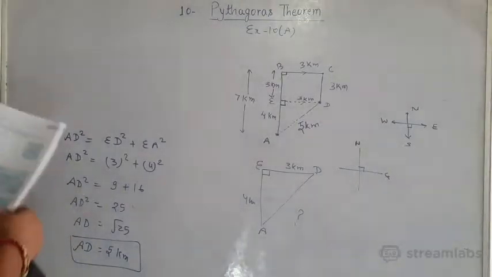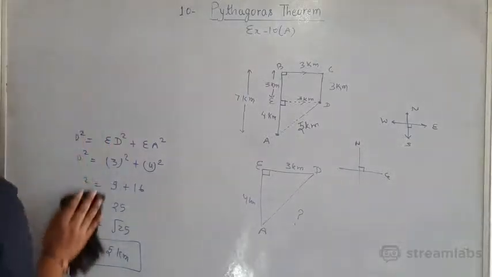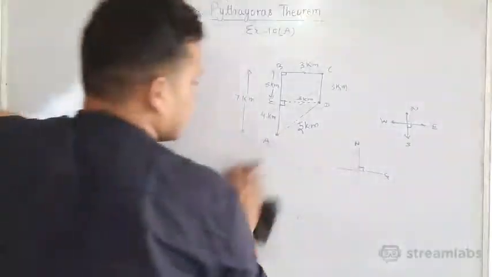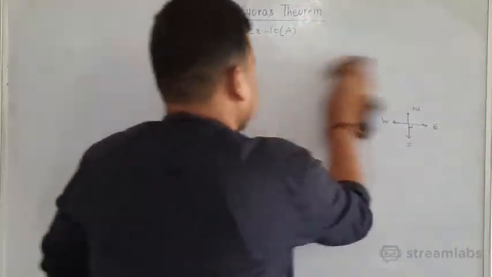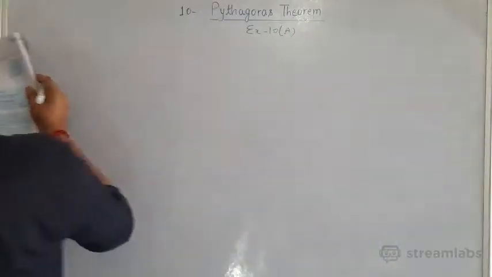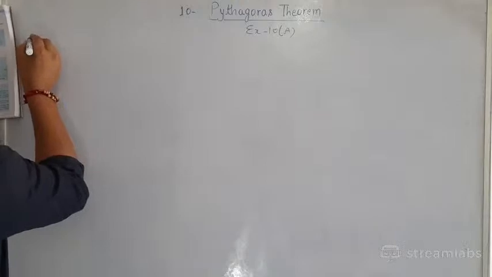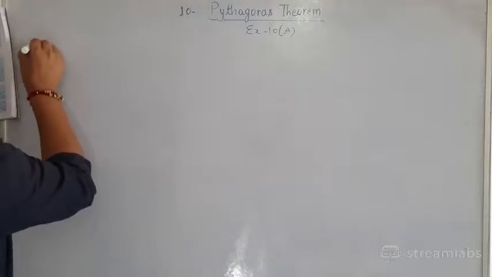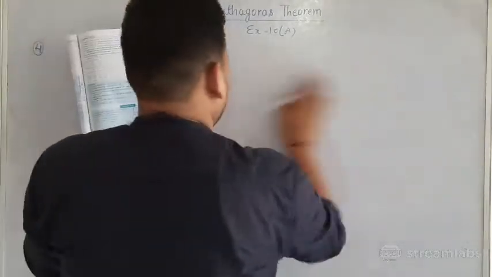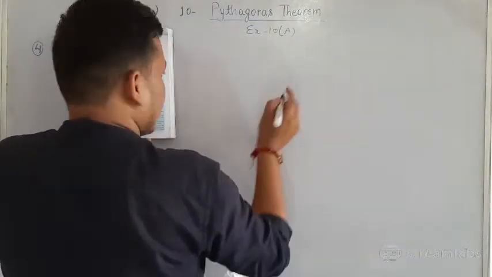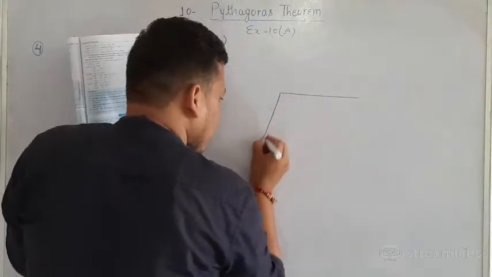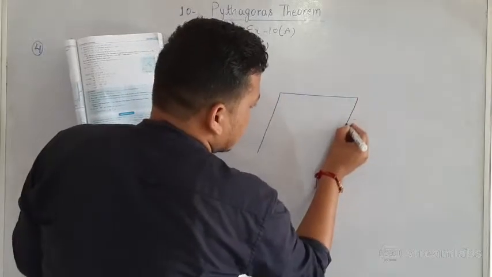So I am taking your next question, that is also very interesting. Question number 4. The diagonal of a rhombus. First draw a rhombus. What is the rhombus? This is your rhombus.